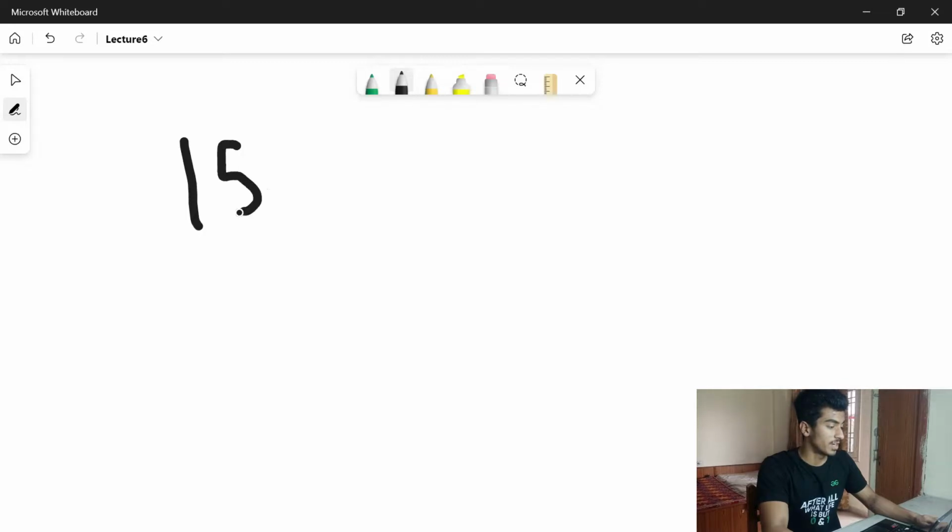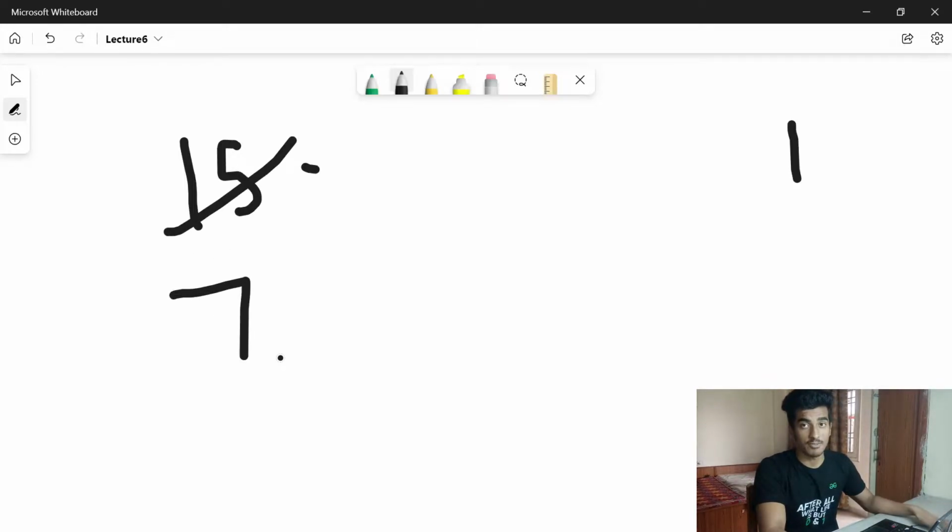Suppose there is 15. This is again an odd number. So the last bit is 1. And then divide it with 2. The quotient is 7. That is again odd. So I will write here 1. That means when my number is odd, I will set my bit. And when my number is even, I will write here 0.